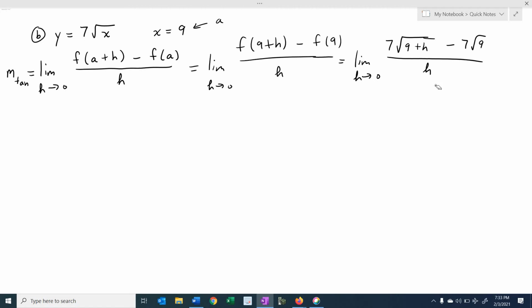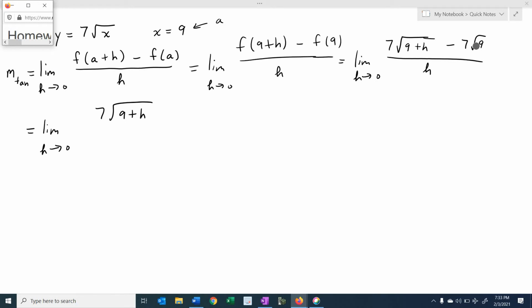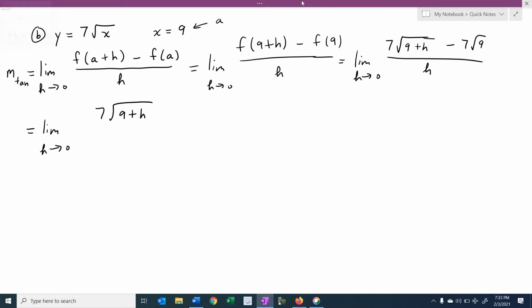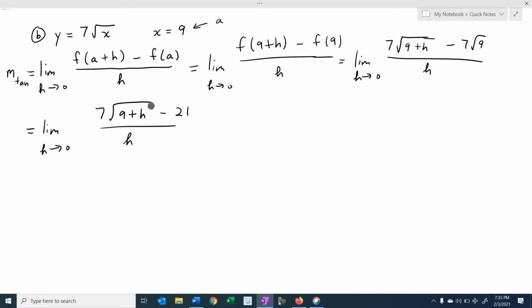So we have to change it to a different form if we want to evaluate this using direct substitution. And so the key here, when you have these square roots, is to multiply by the conjugate on the top here. And so let me rewrite this a little bit, and then we're going to multiply that by the conjugate. Okay, so let's write this. So we got 7 times the square root of 9 plus h. I'm going to go ahead and write this as 21. That's 3 times 7. And now we're going to multiply the top part by the conjugate.